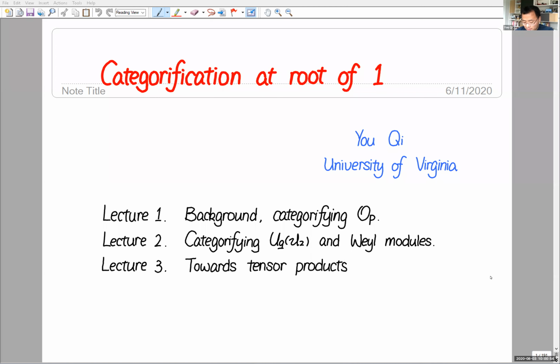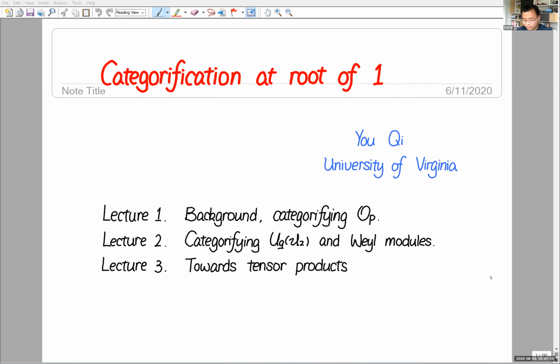All right, so I'm going to talk about a small program of categorification at prime roots of unity that I started working on with my collaborators: my former advisor, Mikhail Khovanov, Ben Elias, and Josh Sussan. We'll be divided into three lectures.